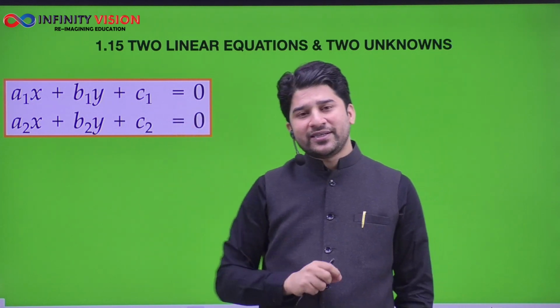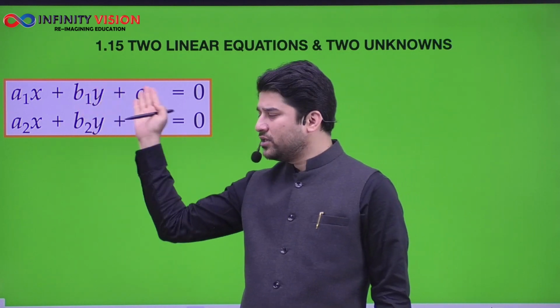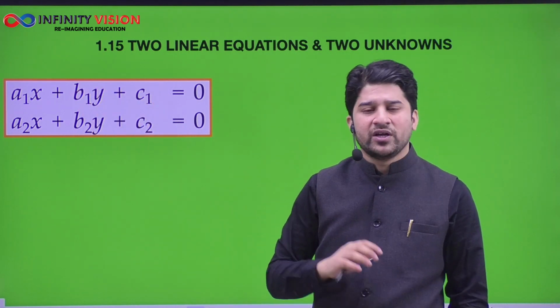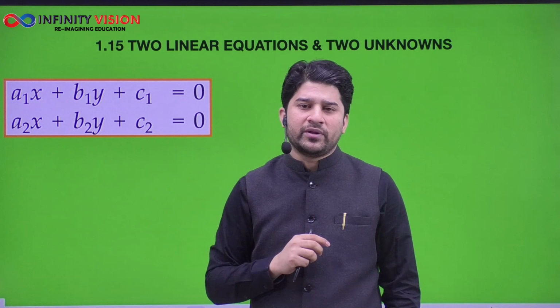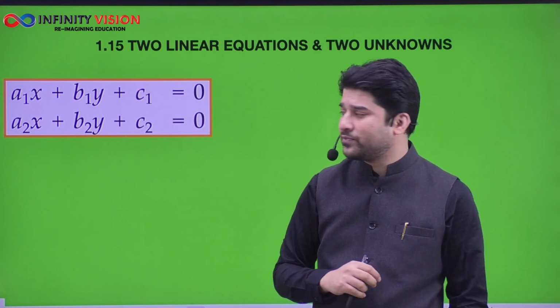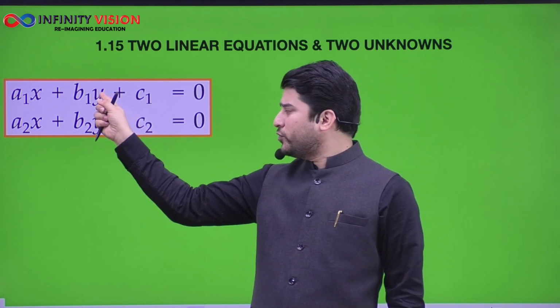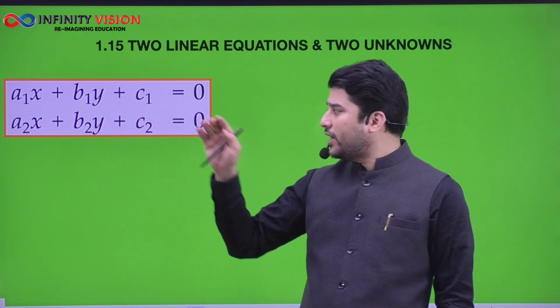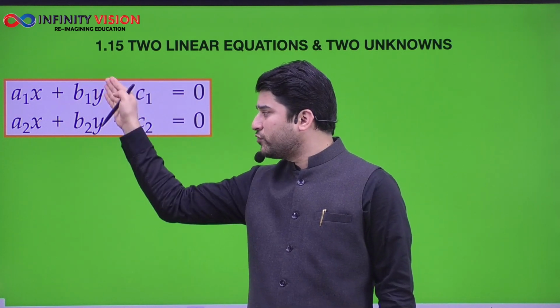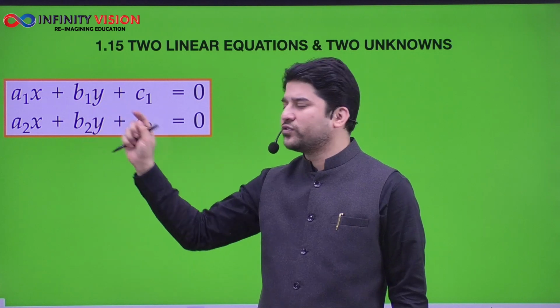The second method is the method of elimination. In method of elimination, you see the variables x and y. Now whatever variable you want to eliminate, you have to make sure that the coefficient of that variable is the same. Let's say I want to eliminate y. So for eliminating y, I need to make sure that the coefficient of y in both the equations is the same. But here the coefficient is b1 and here the coefficient is b2.